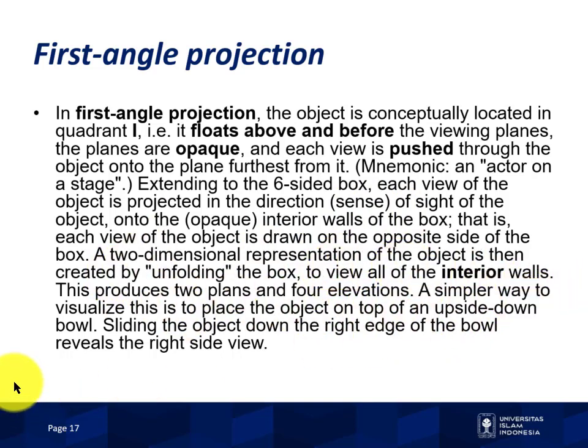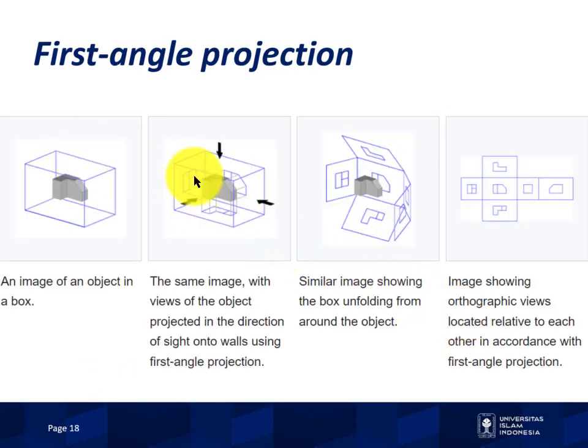A simpler way to visualize this is to place the object on the top of an upside down pole. Sliding the object down the right edge of the pole reveals the right side view. So this is what we discussed before, an image of an object in a box. The same image with views of the objects projected in the direction of sight on the walls using first angle projection.